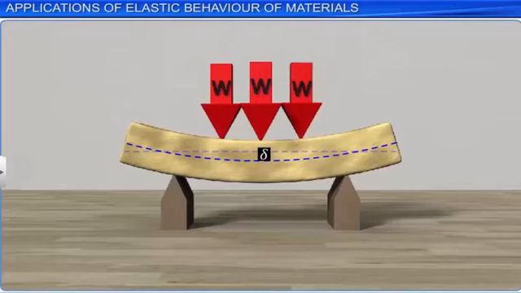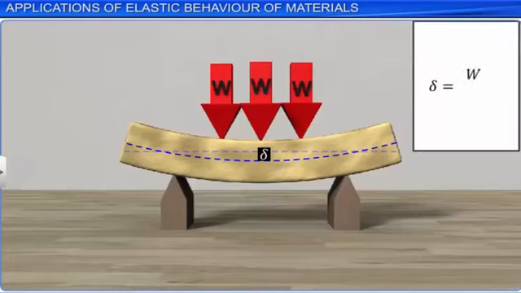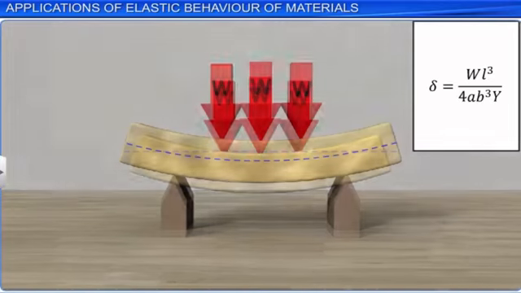It is equal to the load W times the length L cubed, divided by 4 times the product of the thickness A, width B cubed, and Y, Young's modulus of the material of the beam. It must be kept in mind that the beam bends less for a given load if the width B is greater and the length is smaller. This is due to the fact that the deflection of the beam due to the load is inversely proportional to the cube of the width and directly proportional to the cube of the length of the beam.